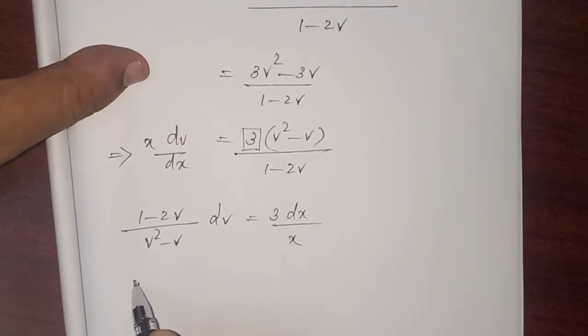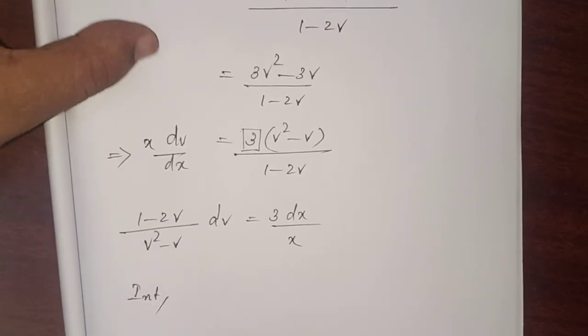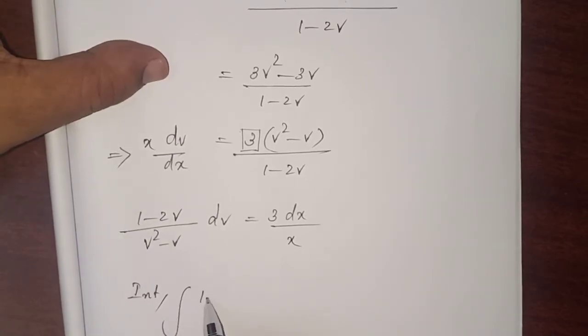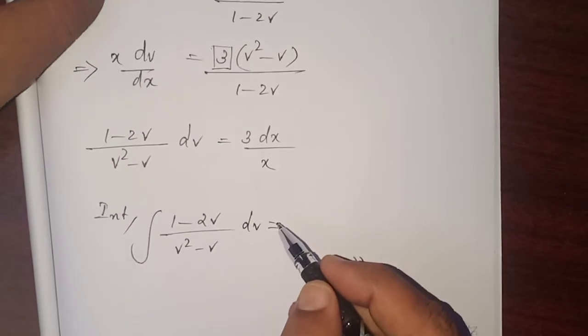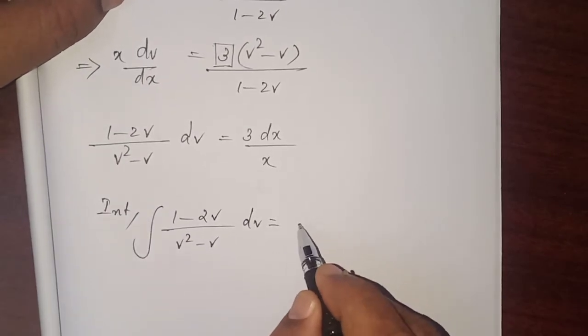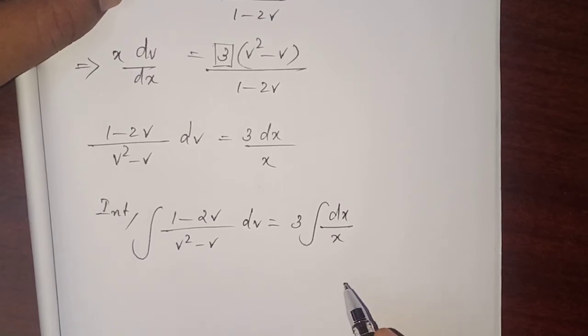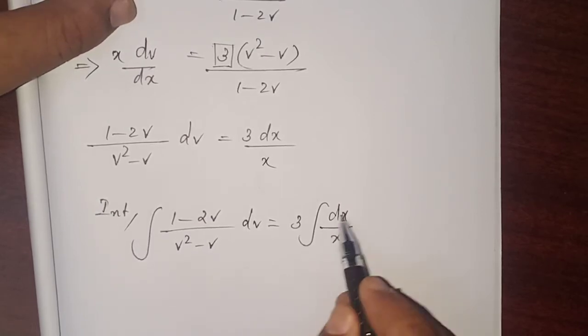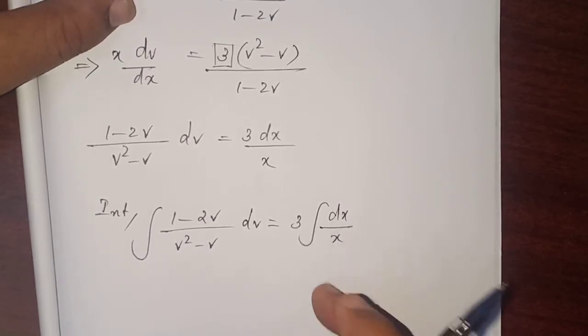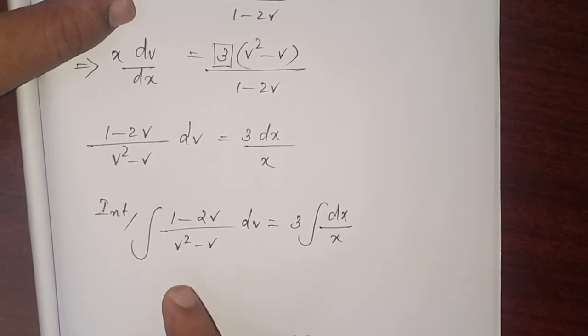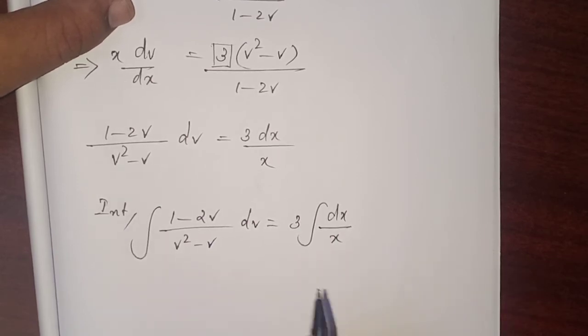Now integrating on both sides, integral of (1 minus 2v) divided by (v squared minus v) dv is equal to 3 times integral of dx by x. The right side is very easy, you can directly write it as log x, there is a direct formula. On the left side, there is no direct formula, right?